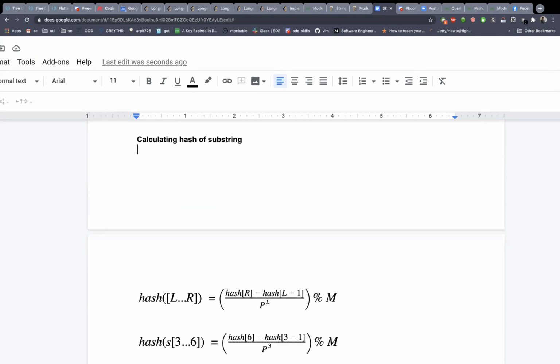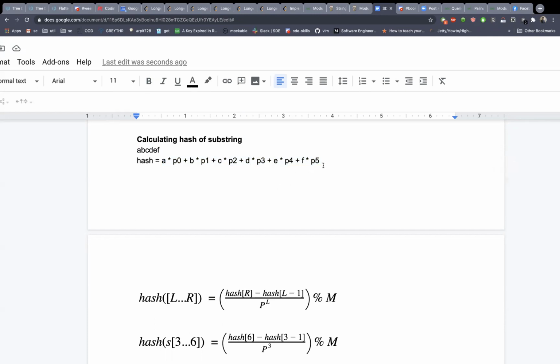Say I have A into P0 plus B into P1 plus C into P2 plus D into P3 plus E into P4 plus F into P5. Say I have this string A, B, C, D, E, F, and this is what will represent its hash, as we discussed above, right?